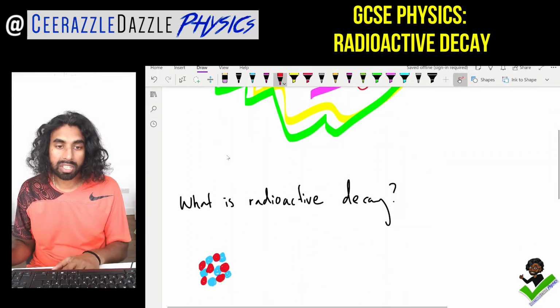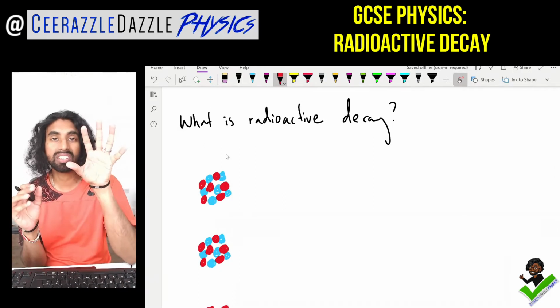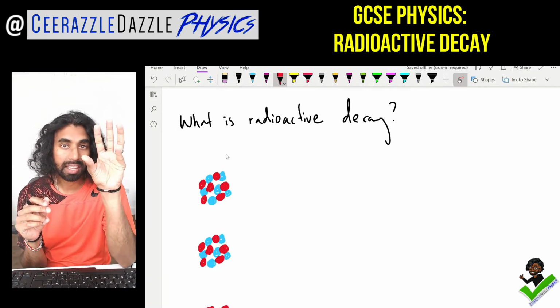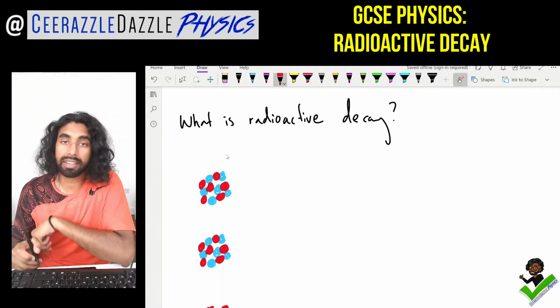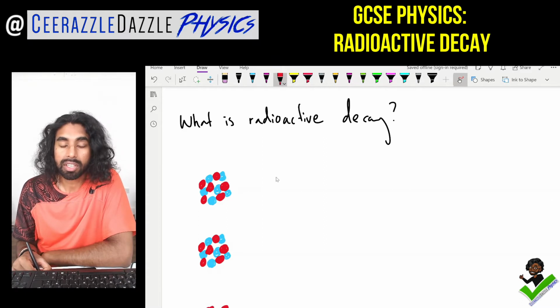So hopefully in the previous lessons we talked about the nuclear model of the atom. We know that in the center there are protons and neutrons, and we also know that there are electrons orbiting it. Here I've just drawn the nucleus of the atom on the left hand side. So the best way to start talking about this concept is this.